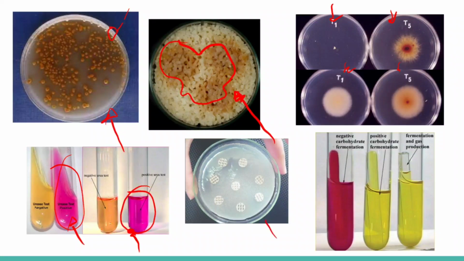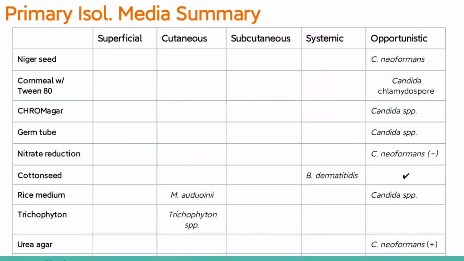Next, we have the yeast assimilation media. So, detection ng different carbohydrates or sugar through carbon and nitrogen utilization ng yeast. And lastly, we have the yeast fermentation with carbohydrates or sugar. Okay, so now this is also the summary for your primary isolation media.